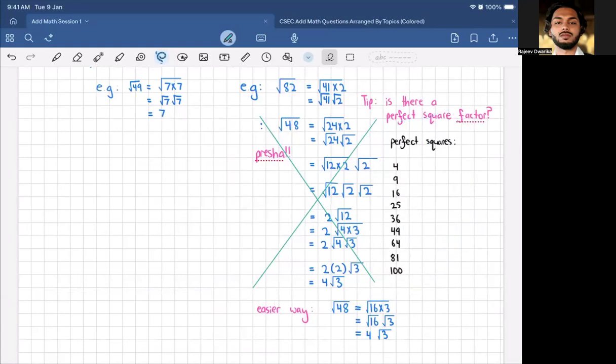So once you know this trick, I mean, you're pretty set for surds. The only other thing you need to know is how to expand.